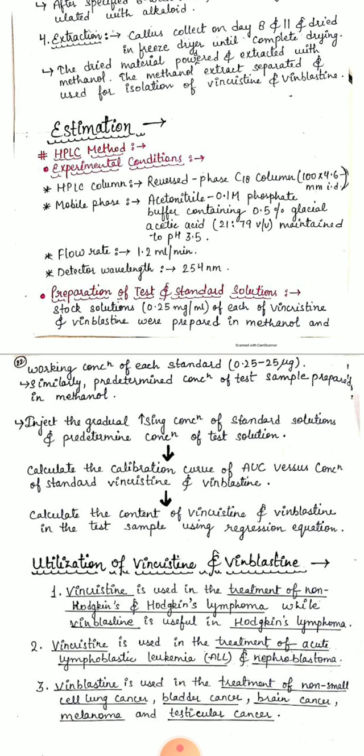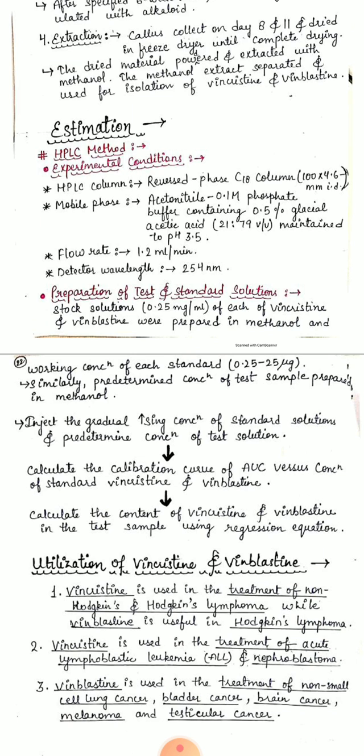For the estimation of vincristine and vinblastine, we are using an HPLC method. Experimental conditions for the HPLC column: we are taking a reversed phase, that is a C18 column, about 100 into 4.6 mm, and for the mobile phase we are taking acetonitrile and 0.1 molar phosphate buffer containing 0.5% glacial acetic acid, around 21:79 volume by volume, maintained at a pH of 3.5.